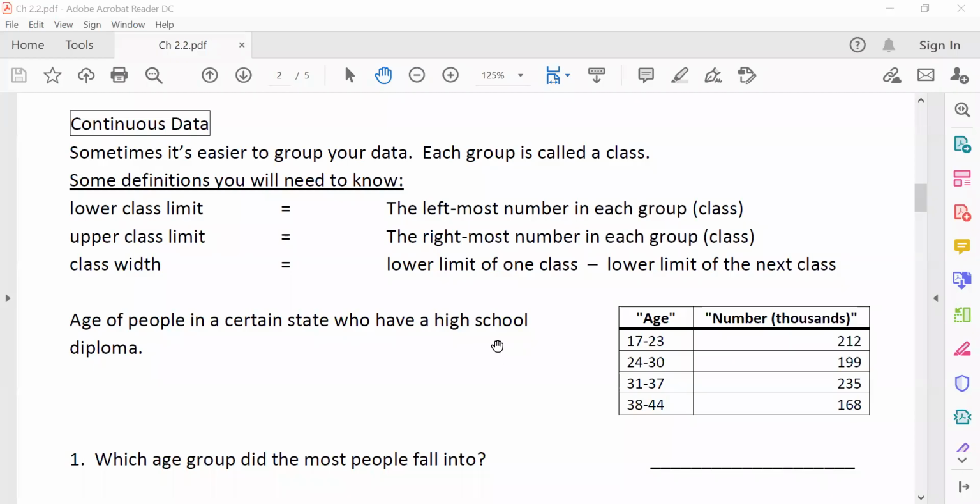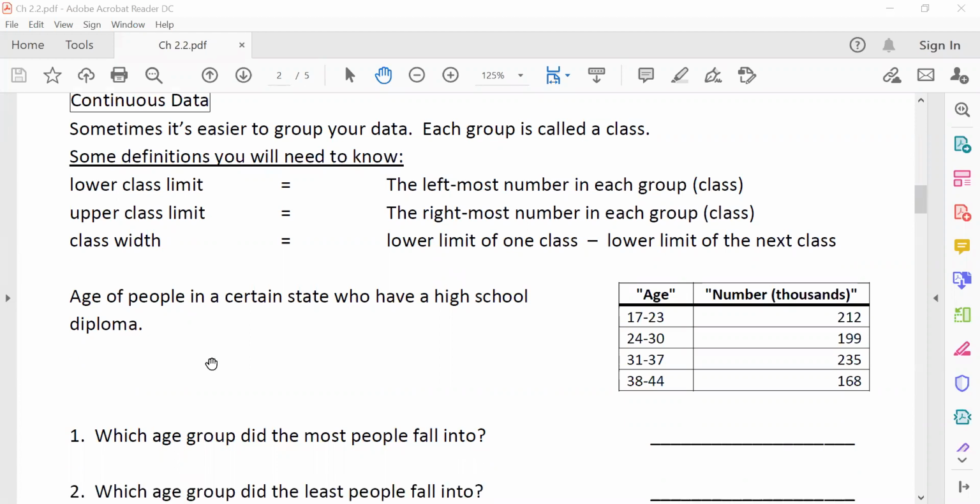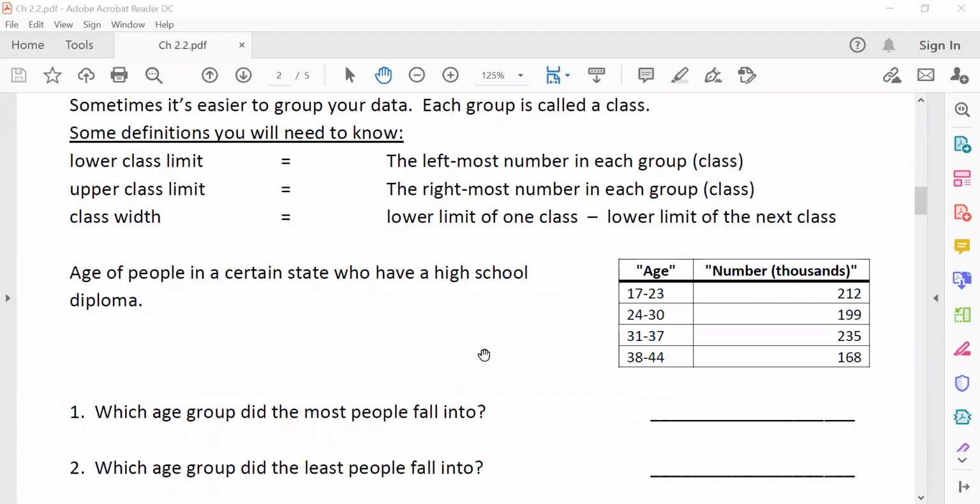Okay, so let's get started here. We left off last time on section 2.2. We're looking at different displays of data. In this case, we are looking at what we call quantitative data. The data all involves numbers itself.